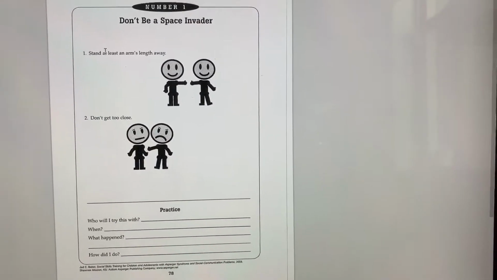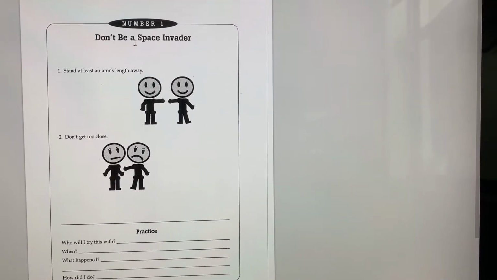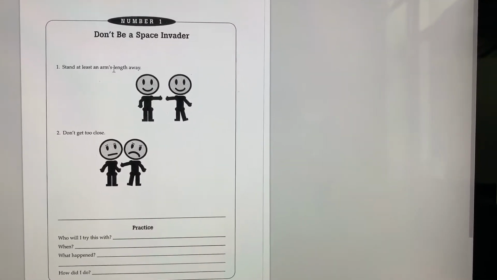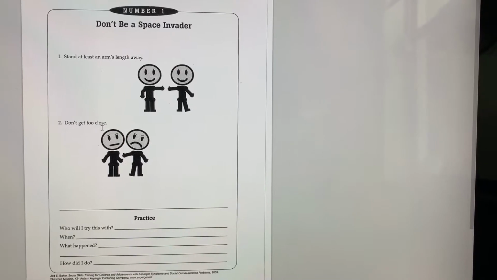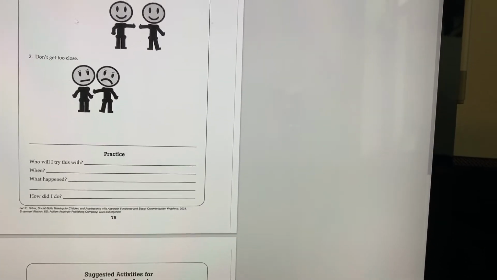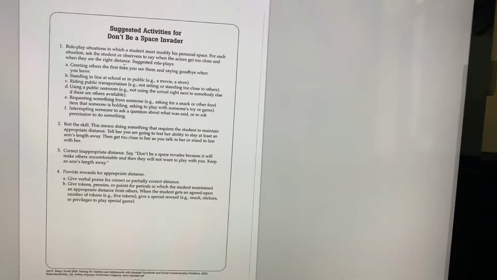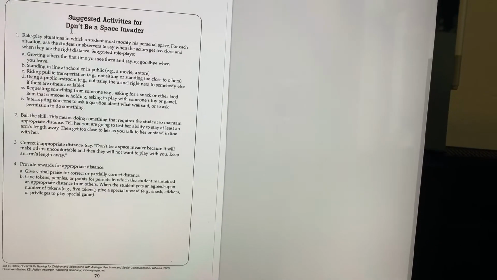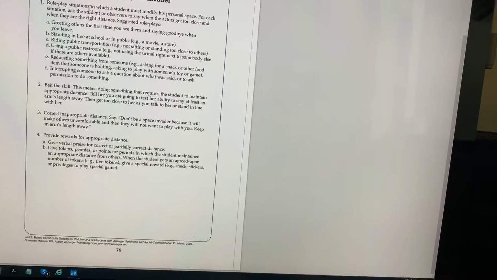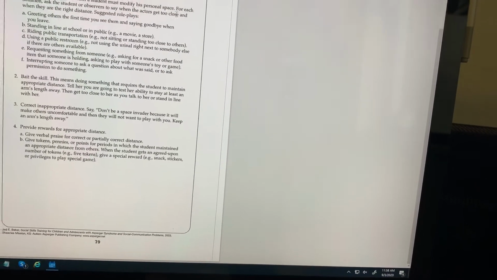When I ask the client, hey, tell me how to not be a Space Invader, he or she will have to say, number 1, stand at least an arm's length away, and number 2 is don't get too close. All right, now he or she needs to memorize that, and then the therapist needs to do the suggested activities for don't be a Space Invader. So they suggest role play situations where the student must modify his personal space.